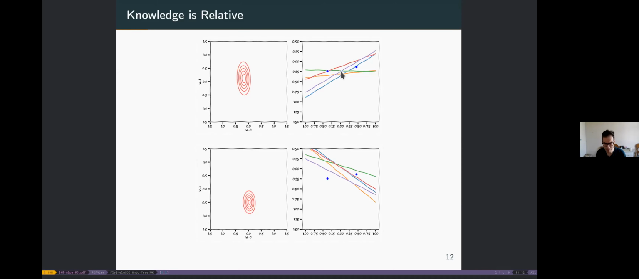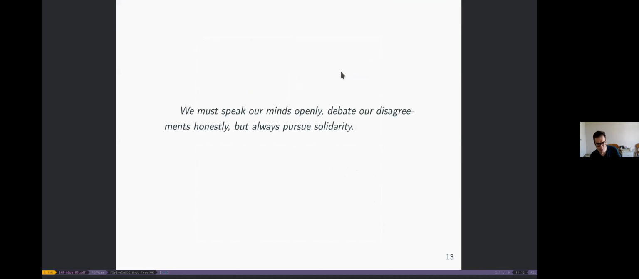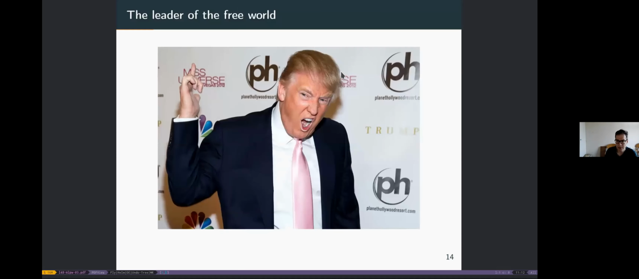To do an example of this, if I give you this quote: "We must speak our minds openly, debate our disagreements honestly, but always pursue solidarity." This was said by a politician due to elections and democracy and so forth. And it sounds really nice, right? This is how I would hope the world would actually work. If I say it was this person who said it, now I think you would quite possibly change your opinion about what that quote actually meant, right?